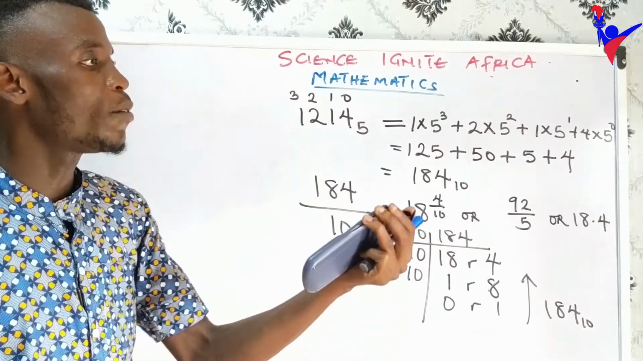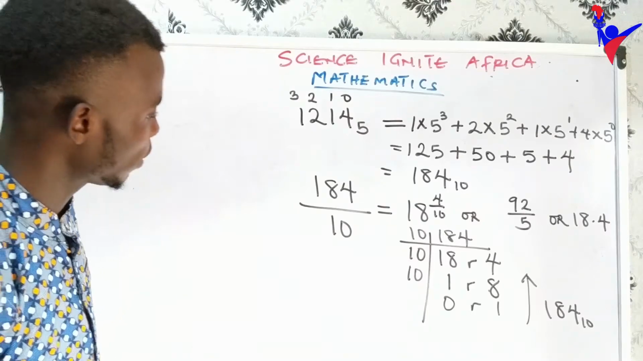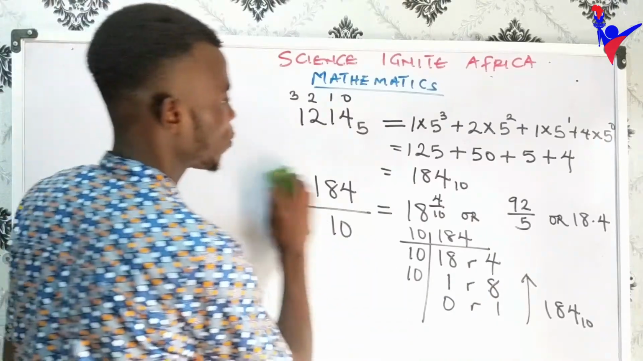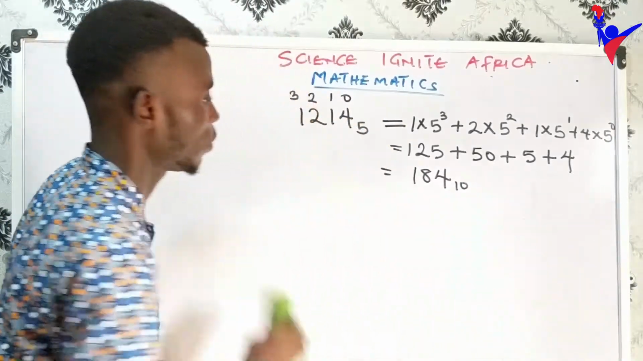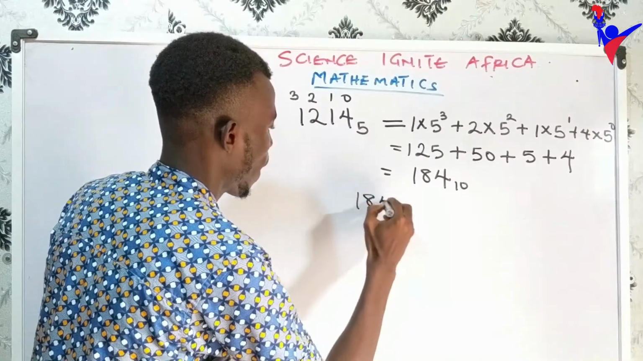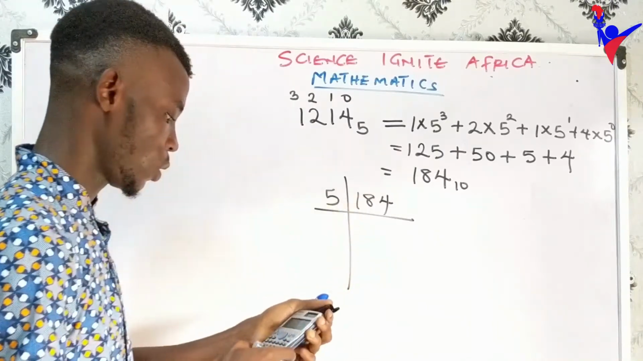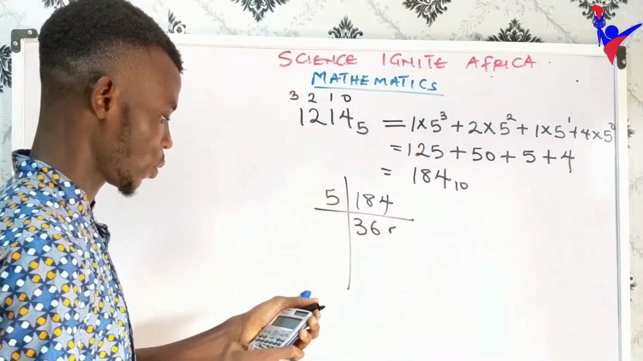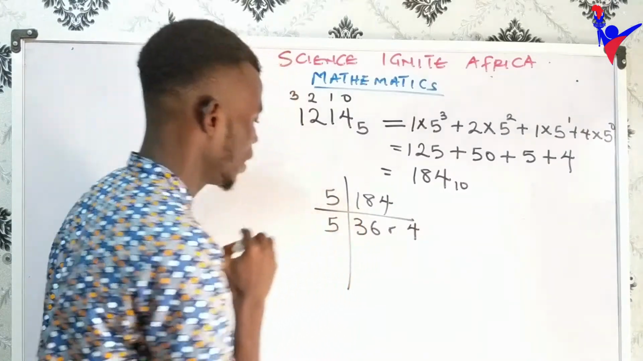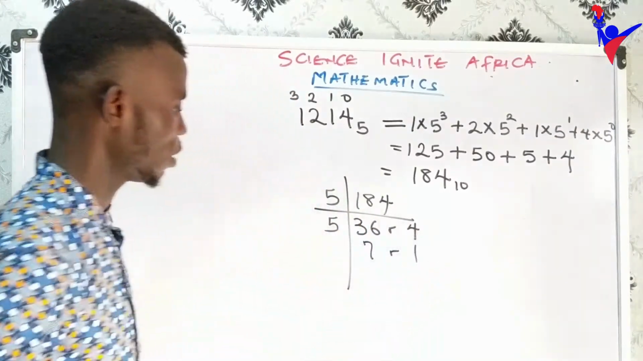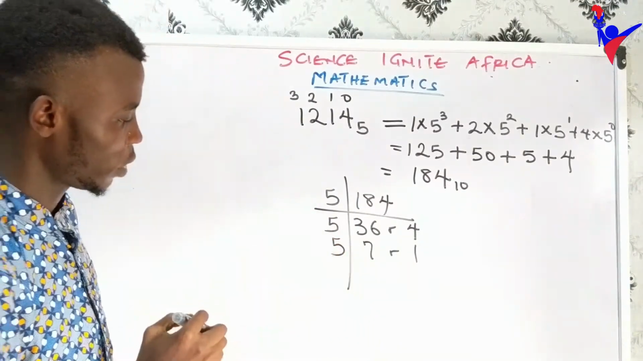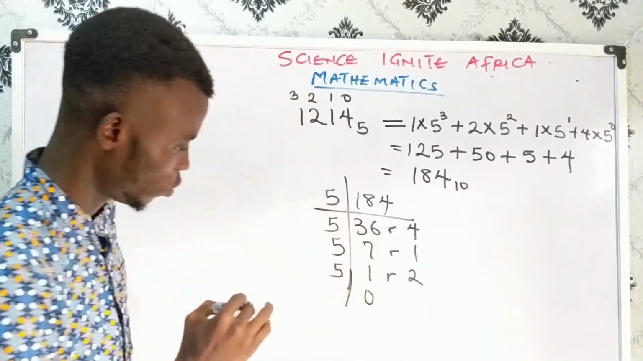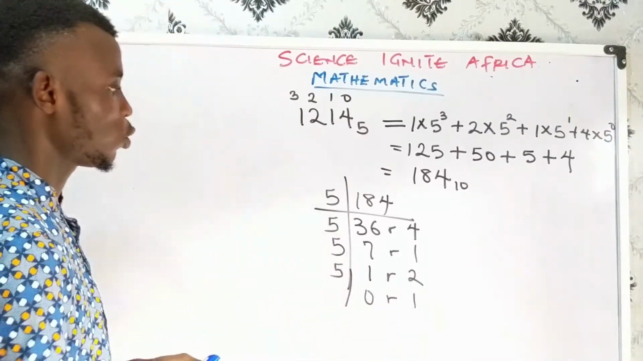So when I say what is the average expressed in base 5, that is, after I've gotten 184, I'm to divide it by 4. So let's go. 184 divided by 4 is 46.